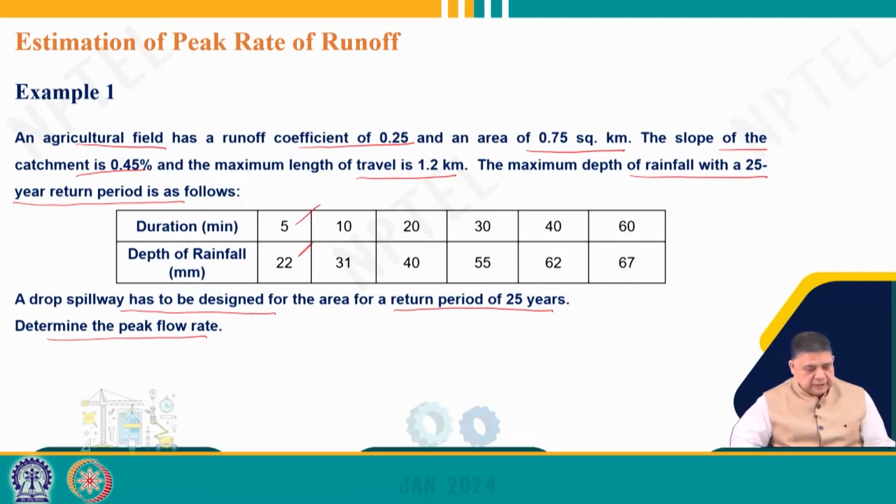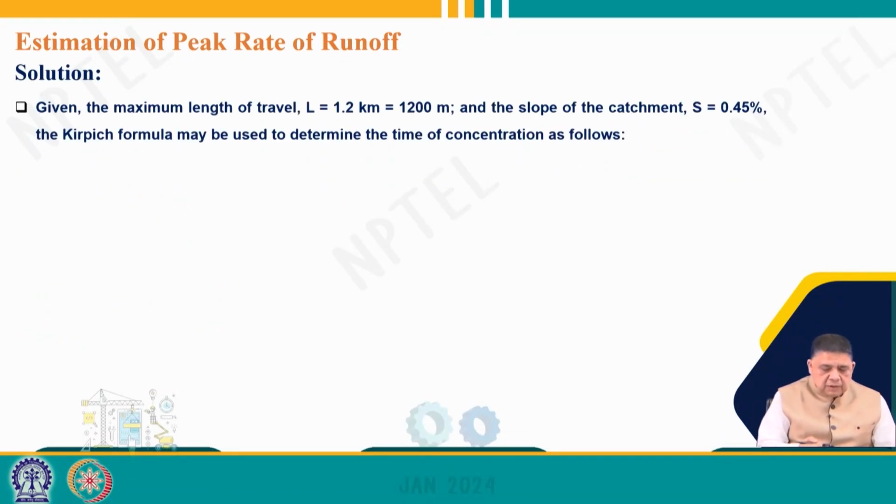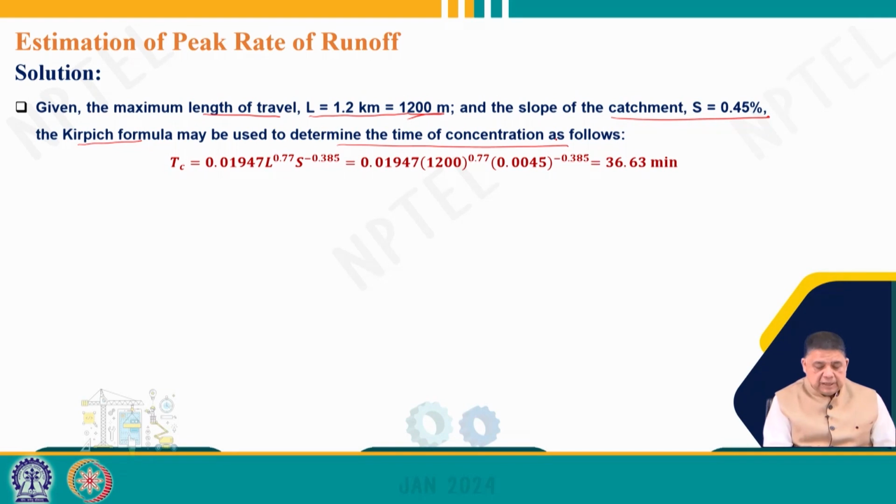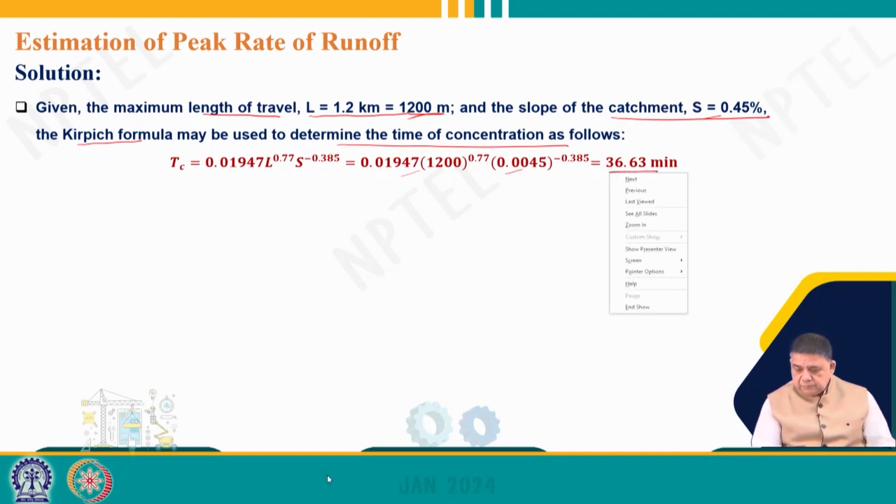So, of course, we can use the rational method in this case. The values that are given or known are the maximum length of travel L equals 1.2 kilometers, which we are converting into 1200 meters, and the slope of the catchment, given as 0.45. We may use the Kirpich formula to determine the time of concentration, and that formula is Tc equals 0.01947 L to the power 0.77 S to the power minus 0.385. The values of L and S are known to us. By putting these values here, we get Tc equals 36.63 minutes.